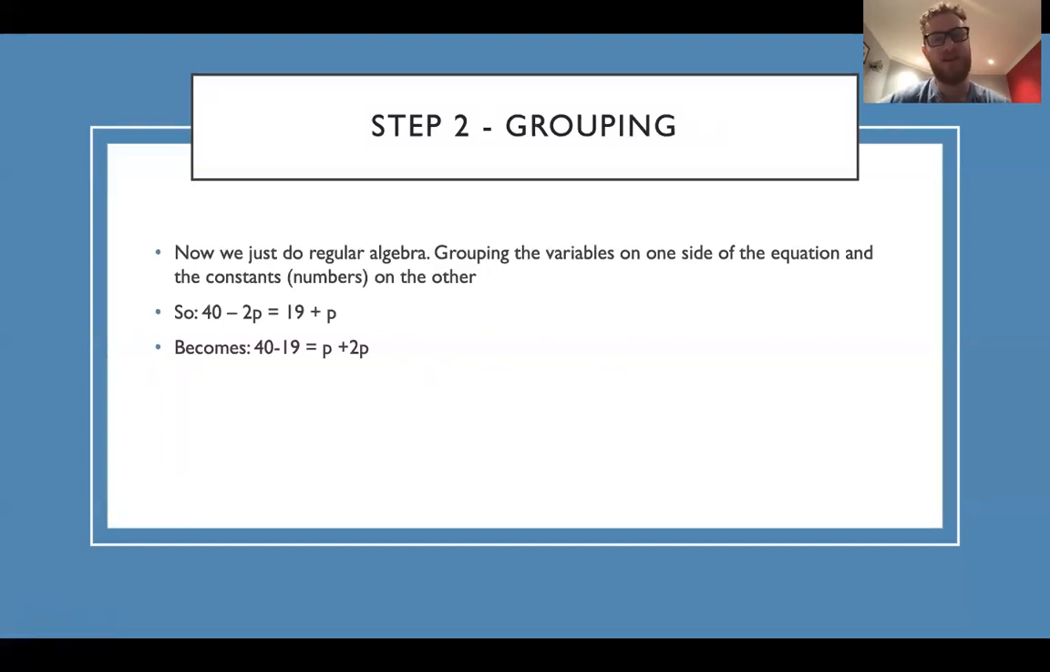Now we're just going to do regular algebra, grouping the variables on one side of the equation and the constants, or the numbers, on the other. So 40 minus 2p equal to 19 plus p becomes 40 minus 19, because the 19 becomes negative when you flip it, is equal to p plus 2p, because the negative 2p becomes positive 2p when you flip it.